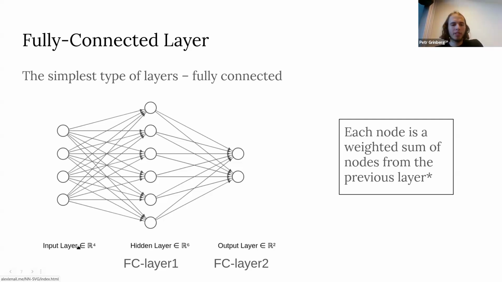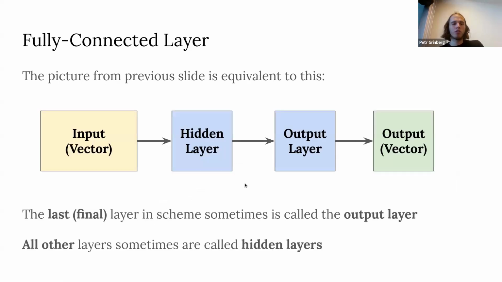Here there might be misleading notation. As you see on the picture, there is a so-called input layer, hidden layer, and output layer. But actually, there are only 2 layers here. First, a fully connected layer that converts inputs to these nodes, and another fully connected layer that converts this vector to this vector. So the picture from the previous slide is equivalent to this one.